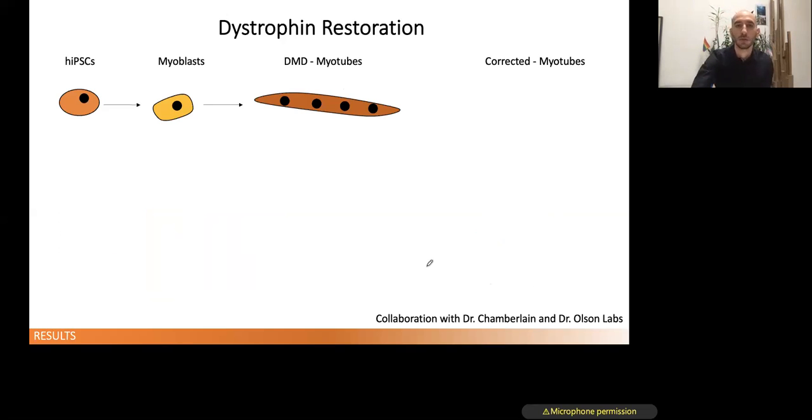at least, the gene expression of TGF-beta1? In collaboration with the Chamberlain and Olson labs, we decided to restore dystrophin using two different approaches. One of them is in clinical trial, which is the upregulation of functional dystrophin protein in the myoblast by using a viral vector. In this case, we use lentivirus, and we infected either the myoblasts or the myotubes to have corrected myotubes.